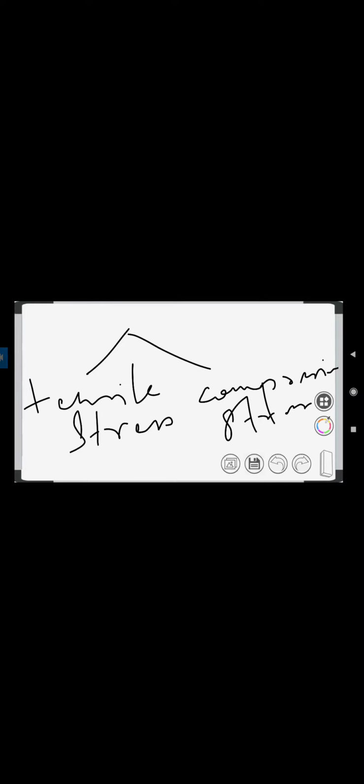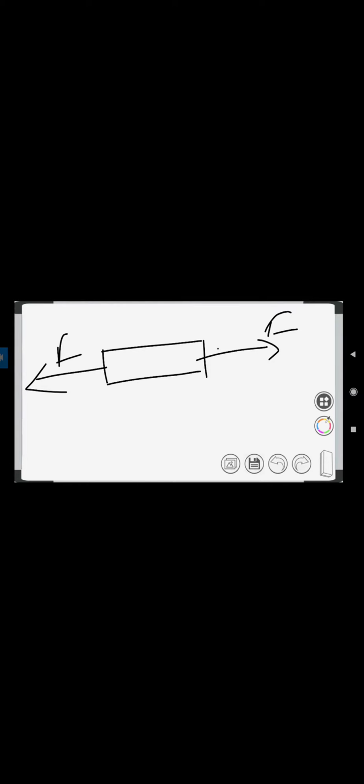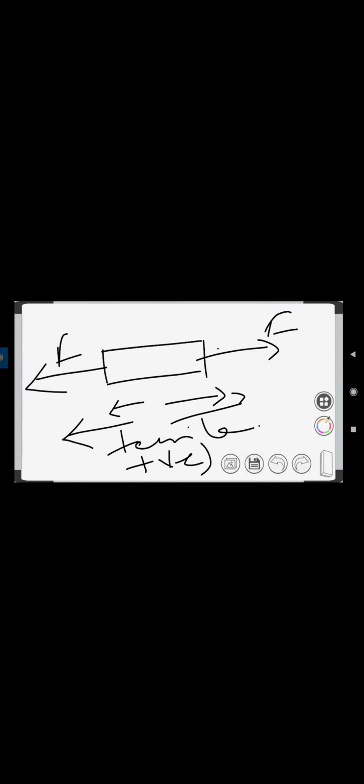Keep noting down, please. So, the tensile stress: suppose a body is subjected to force in this direction, the body will elongate in this as well as this direction. The stress in this body will be known as tensile stress, and it is positive.